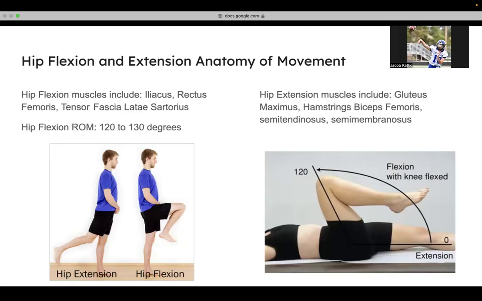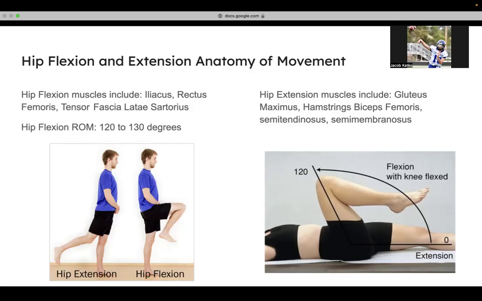Now looking at hip flexion and extension anatomy. For hip flexion, the muscles included are the iliacus, the rectus femoris, the tensor fasciae latae, and the sartorius. For hip extension, these muscles include the gluteus maximus, hamstrings, semitendinosus, and the semimembranosus. As seen on the bottom, movements of hip extension, moving the hip back, and hip flexion, moving the hip forward.